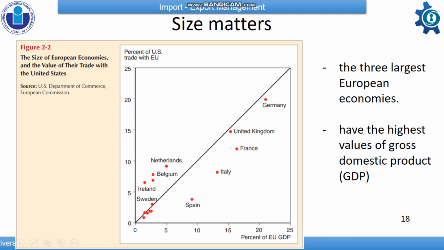So this proves that the size of the countries' economies matters to their trade volume. And Germany, the UK, and France have the highest values of GDP.